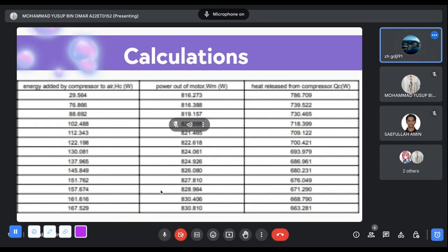And then this is the table that we recorded of the power, the energy added by the compressor, and the heat release from the compressor.